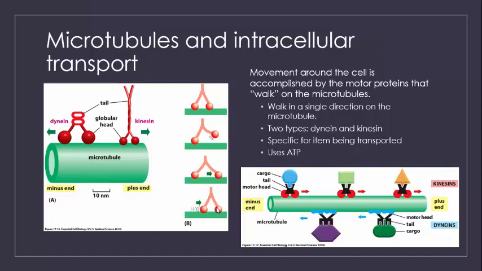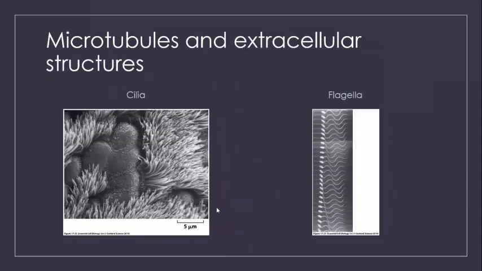Motor proteins not only help move small items, they can attach to organelles such as the Golgi and ER, ensuring that they are stationed in the correct locations within the cell. These little motor proteins are pretty cool, so you should check out the videos on Blackboard when you get a chance. Another role microtubules play in the cytoskeleton is through the added stability to cilia and flagella.